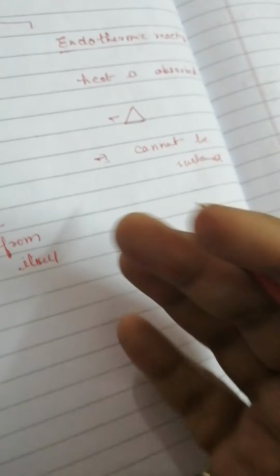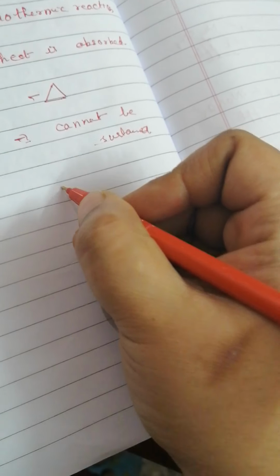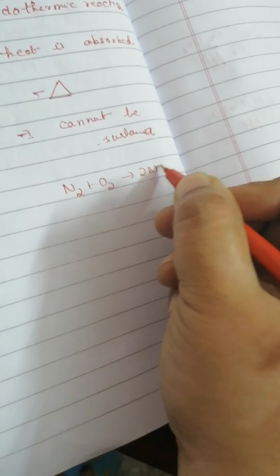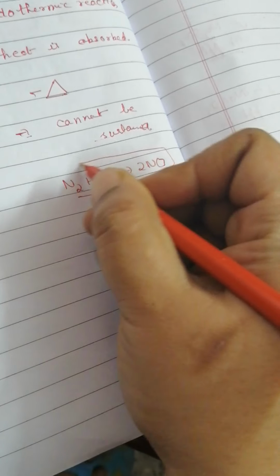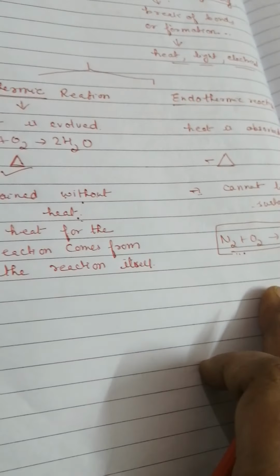When an exothermic reaction takes place, there is a heating up of the surroundings. When an endothermic reaction takes place, the temperature goes down because it absorbs the heat energy from the surroundings. A very common example of an endothermic reaction is N2 plus O2 gives you 2NO. So whenever you write the difference, please do write this example also along with the definition.